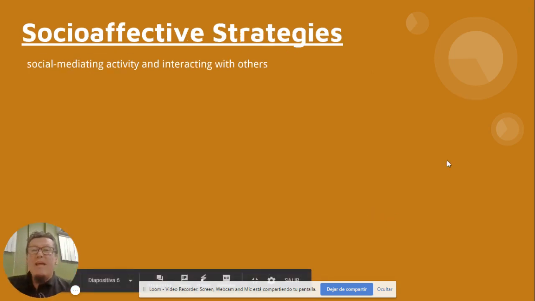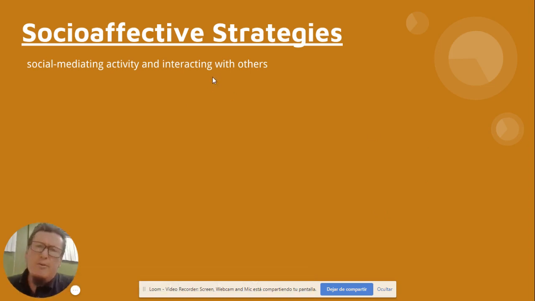And lastly, here we have the socio-affective strategies. So basically, the socio-affective strategies have to do with social mediating or interacting with others. They have somewhat of a connection to communicative strategies, which is also something I'm gonna mention here a little later on. But basically, it's just when you're involved in some kind of social activity to exchange and interact information with other people. That's basically it.